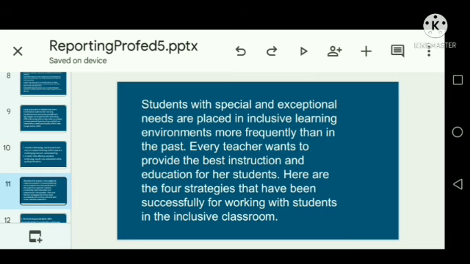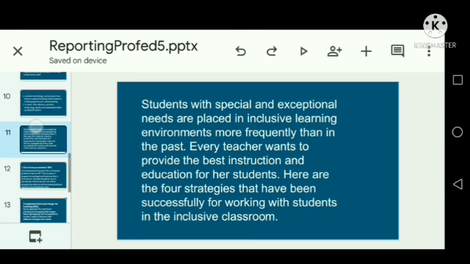Alright, so let's go on to inclusive classroom approaches. Students with special and exceptional needs are placed in inclusive learning environments more frequently than in the past. Every teacher wants to provide the best instruction and education for her students. Here are four strategies that have been used successfully for working with students in the inclusive classroom.